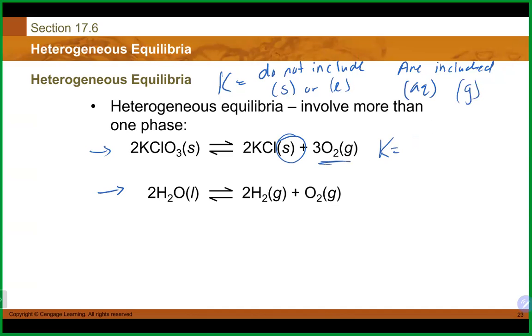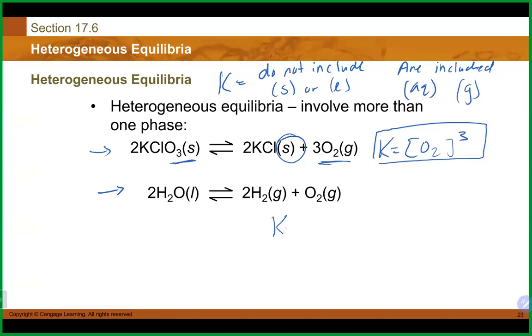So we will include this guy, which is a concentration of O2 cubed. And on our reactant side, that is also a solid, so we would not include it. And that would be our equilibrium expression in this case. It would actually just be the O2 is the only thing really participating in this case.